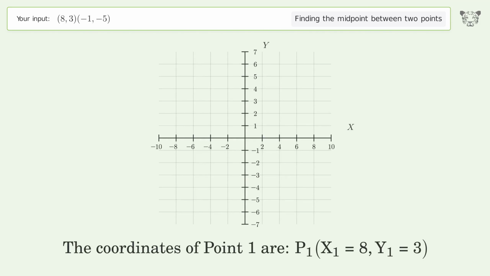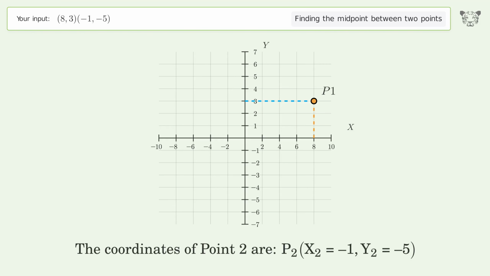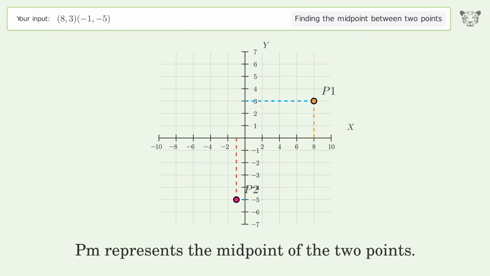The coordinates of point 1 are x1 equals 8, y1 equals 3. The coordinates of point 2 are x2 equals -1, y2 equals -5. PM represents the midpoint of the 2 points.